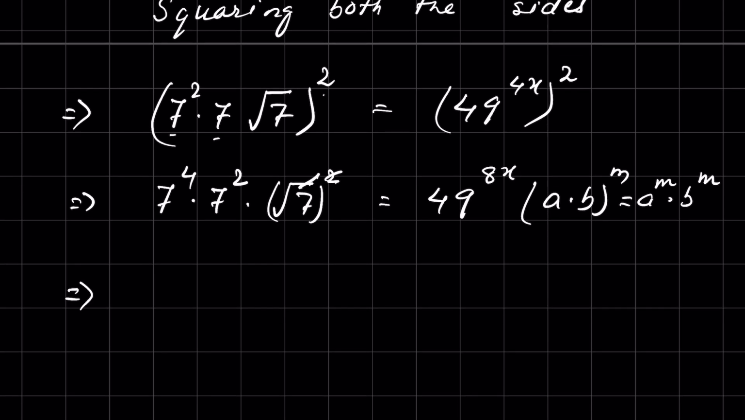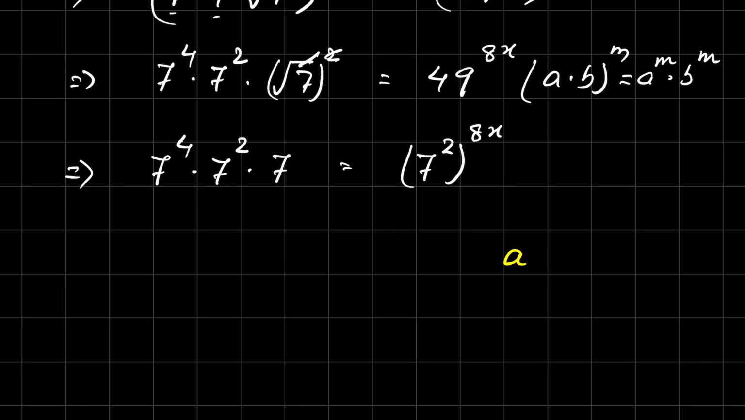Now we have 7 raised to the power 4 times 7 raised to the power 2 times 7 is equal to 49. We can write it as 7 raised to the power of 2, then whole raised to the power of 8x. There is an identity. If a raised to the power m times a raised to the power n, this is equal to a raised to the power m plus n, and a raised to the power m whole raised to the power n is equal to a raised to the power m times n.